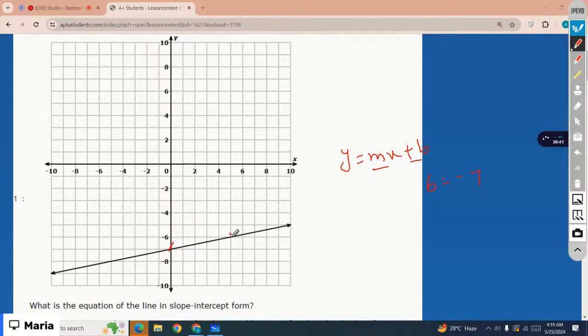Now we need to find the slope. Change in y is 1 and change in x is 5, right? Y equals 1 over 5x minus 7.